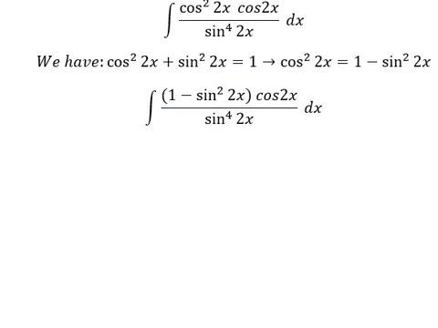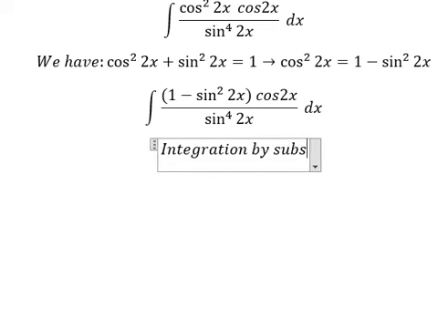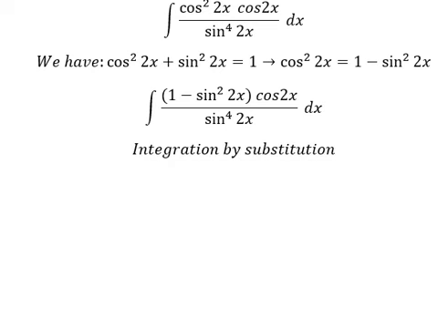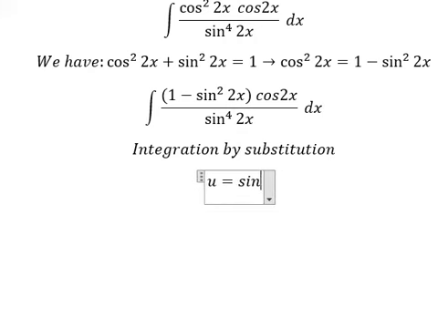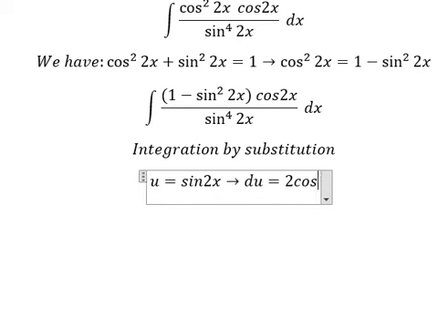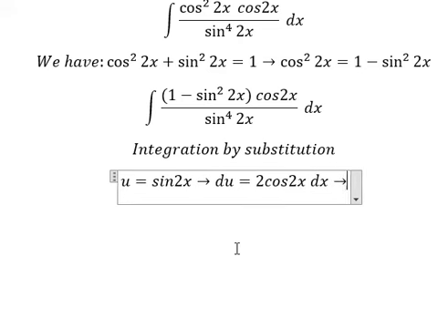Next, we need to use integration by substitution. So I will put u equal to sine 2x. So if I do first the derivative for both sides, we have du equal to 2 cosine 2x dx. Because we don't have number 2 in here, we need to divide both sides by number 2.